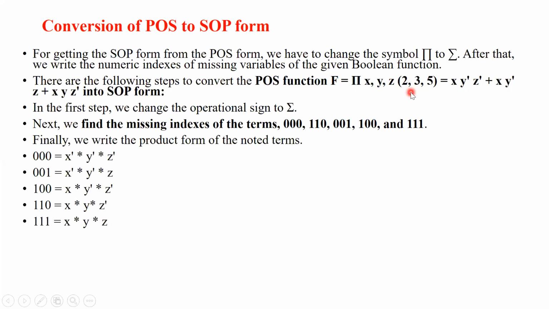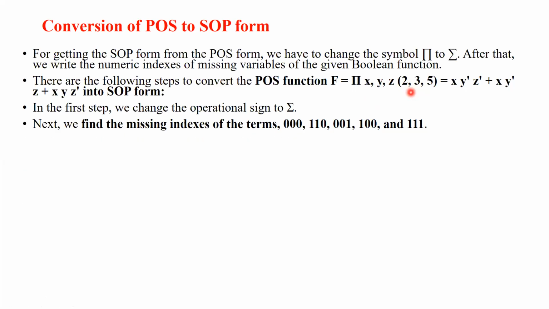xyz. Now what will be the missing terms? From here 2, 3, 5 are present, so the missing terms are 0, 1, then 2 is here, 3 is also here, 4, then 5 is here, 6 and 7. So write down f is equal to summation xyz 0, 1, 4, 6, 7. They have written it in binary, but you will first write it in decimal. So f is summation xyz 0, 1, 4, 6, 7.